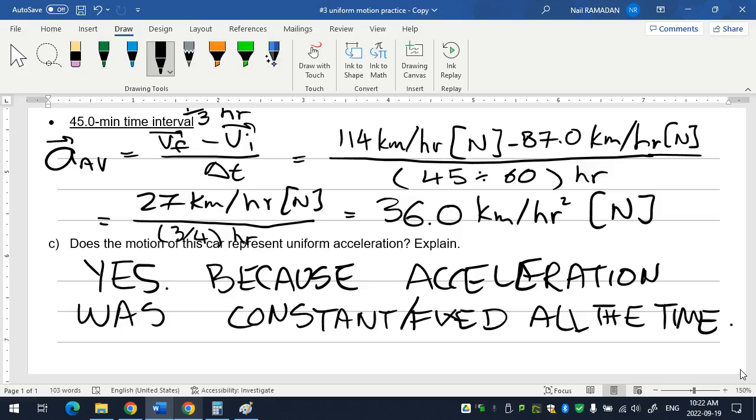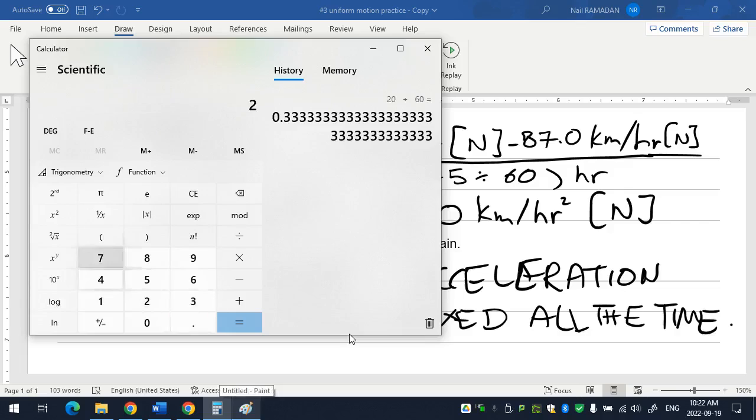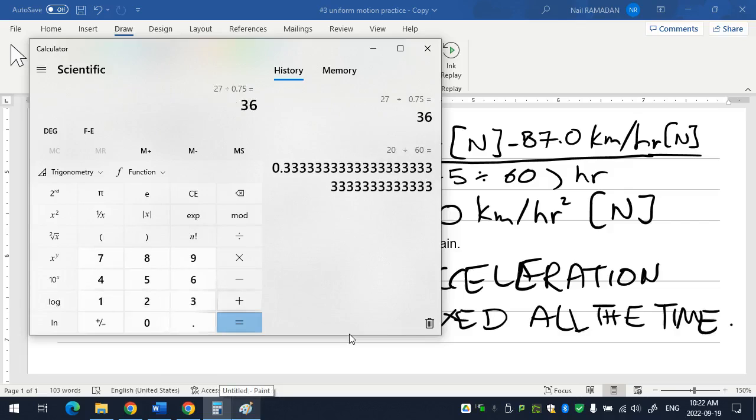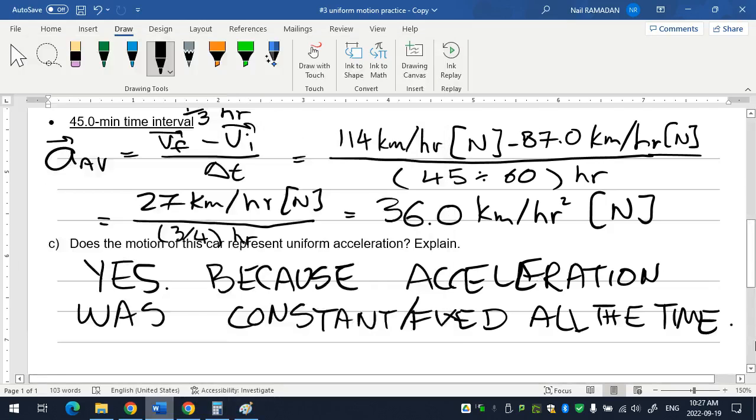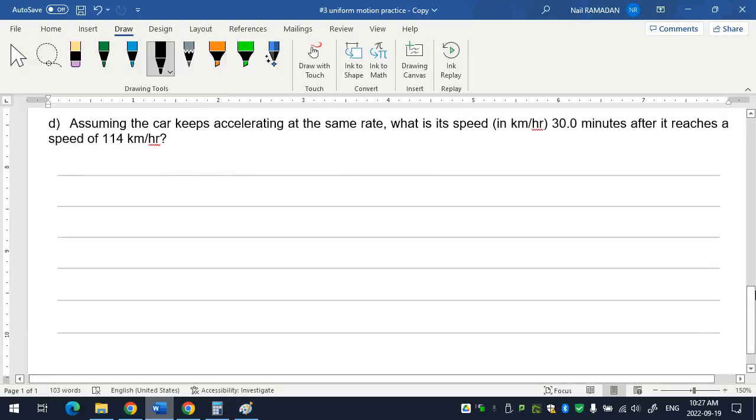Okay. Last question. Two ways: I could divide 27 by 3/4, right? But what's 3/4 as a good decimal? 0.75. Check this out. 27 divided by 0.75. Again, I might sometimes show you fractions because I want you to be comfortable with fractions from now on. All right. Last question.